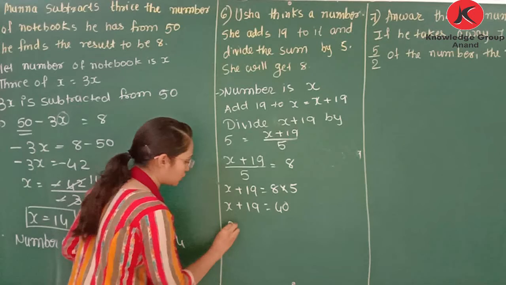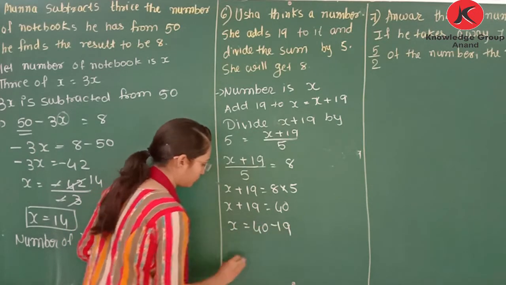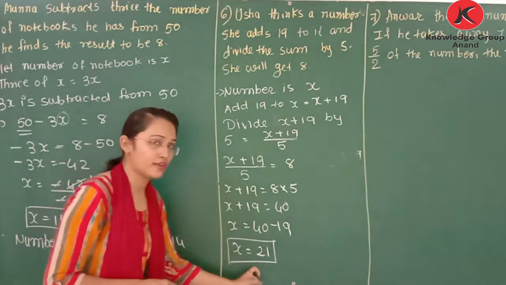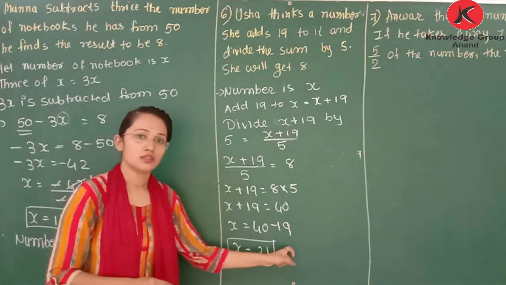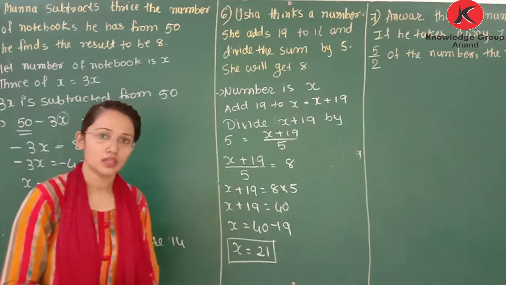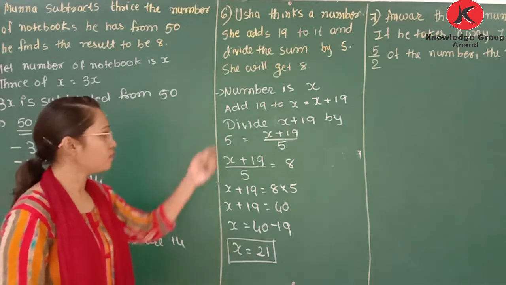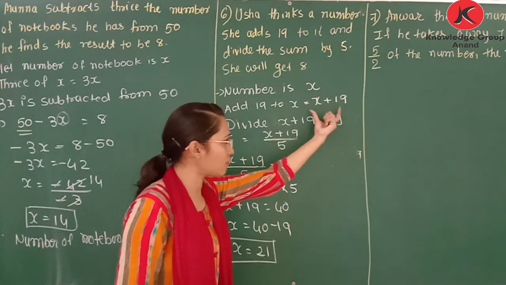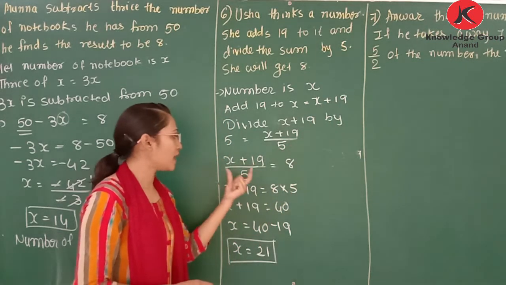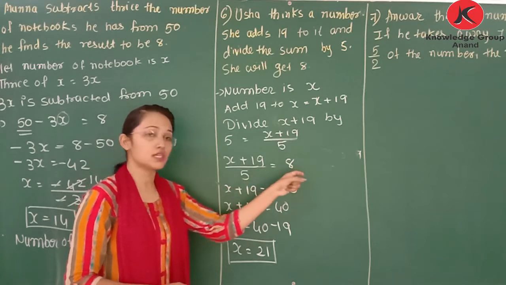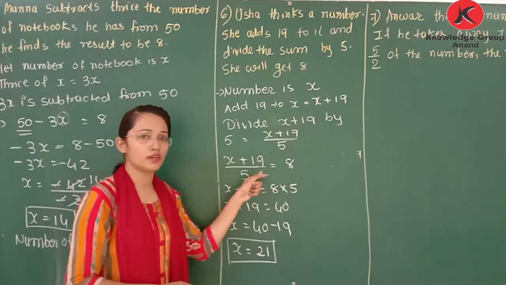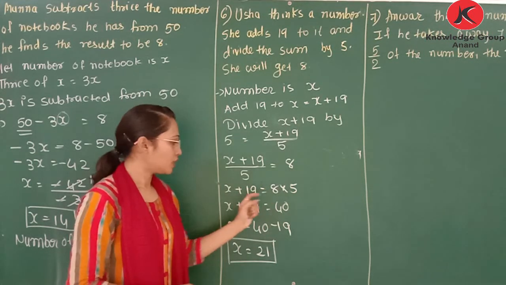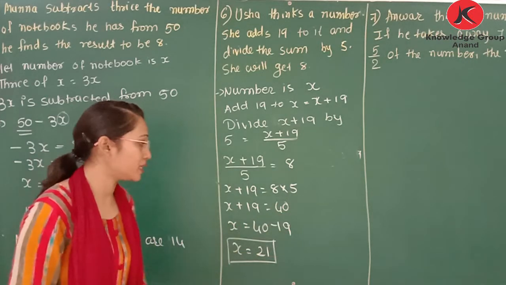Now 19 is in addition, so it becomes subtraction: x equals 40 minus 19, that is 21. So she thinks 21, add 19, that is 40. 40 divided by 5, that is 8. Means your answer is correct. Again, she thinks of the number, that is x, adds 19 to it, so x plus 19, whatever result you get, divide it by 5. So we have x plus 19 divided by 5, the answer is 8. Here 5 is in the whole denominator, so we need to multiply 5 on the right side. 8 fives are 40. Now 19 is in addition, so 40 minus 19 is 21.